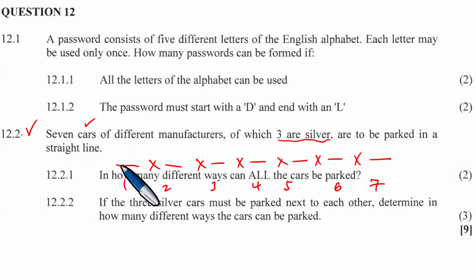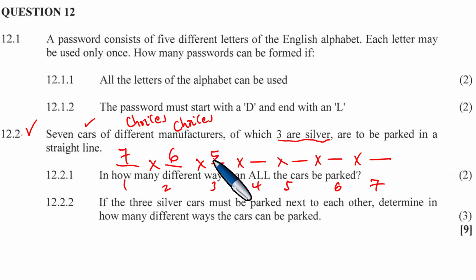The car to be parked here is to be chosen from the 7 cars, so you'll have exactly 7 choices, because you have to choose from the 7 cars and then park the car here. After you've chosen from the 7 cars, you have 6 cars remaining. The car to be parked next, you'll have 6 choices to make from the 6 cars.